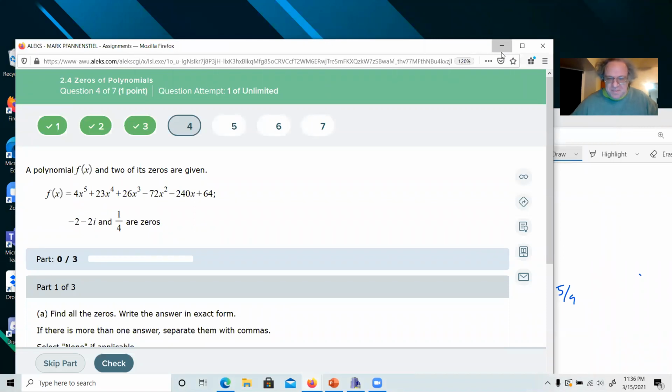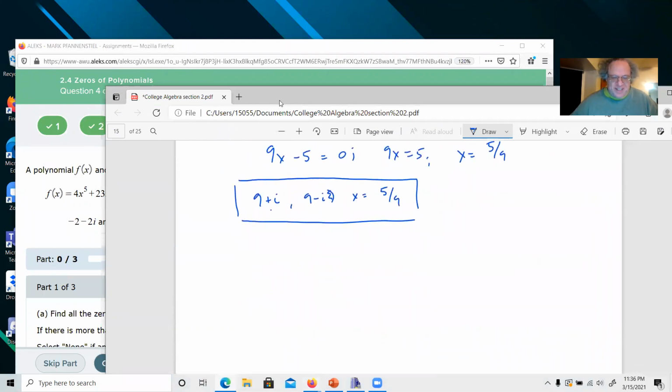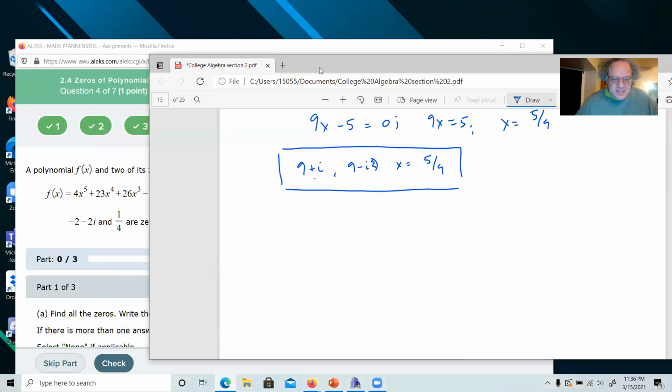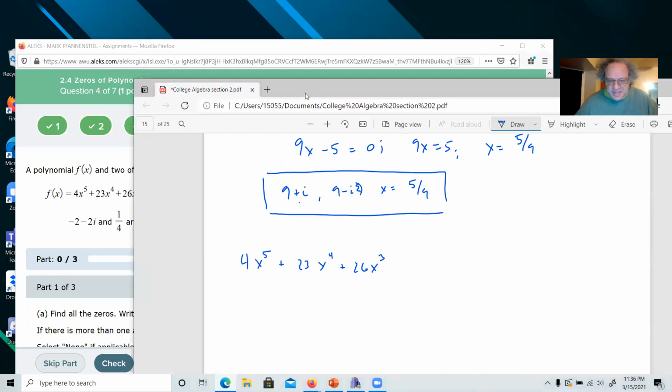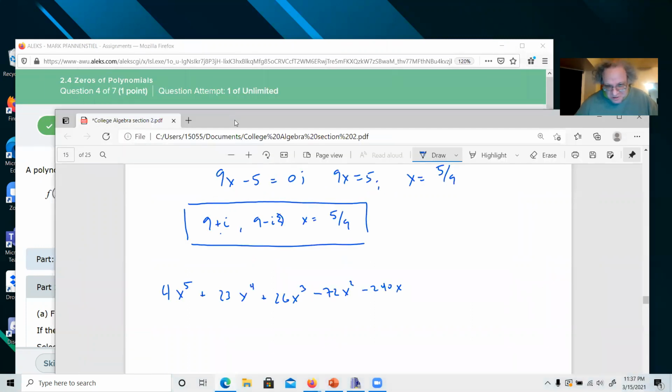So let's see here. Let's write this thing down. All right, so we had 4x to the 5th, plus 23x to the 4th, plus 26x cubed, negative 72x squared. Oh man, minus 240x. I got news for you. This looks so much fun. Right? We should not be allowed to have this much fun.